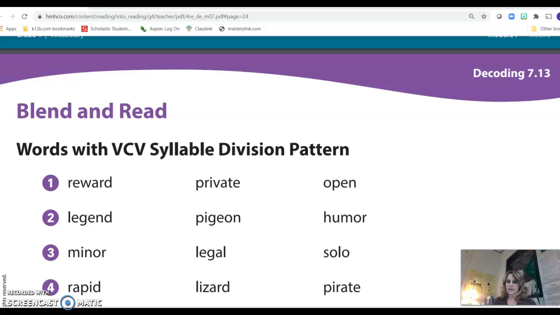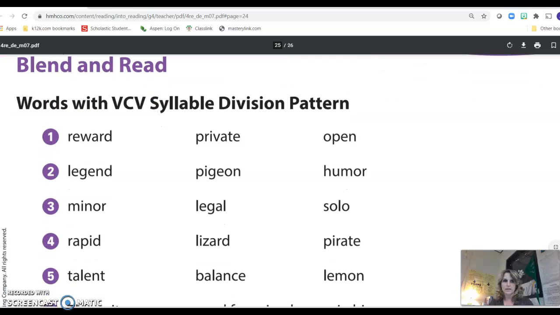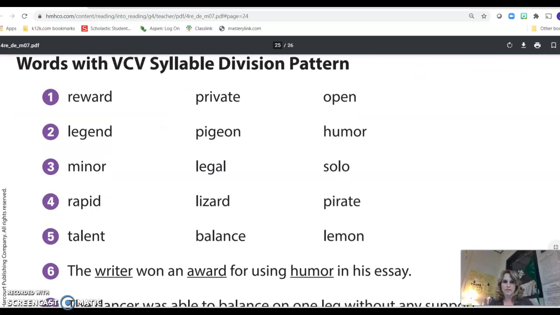So for the next one, I'm just going to pull it down just a little bit here. And I want you to say the word to yourself first, and then I'm going to show you a page in a second that's going to help you with this. Number 3, I'm going to say the word so that you can hear it pronounced, and then I want you to think about how it would be split.